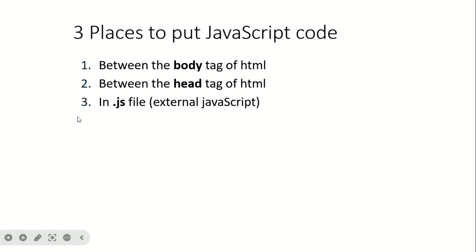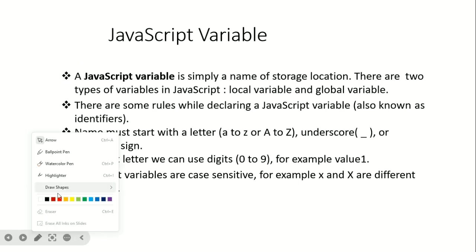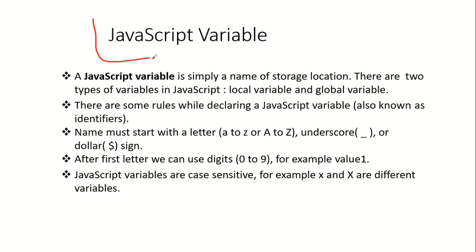Okay, and next I'm going to talk about JavaScript variables. In any programming language, you see the variable concept will be there. What is a variable? JavaScript variable is simply a name of a storage location. There are 2 types of variables in JavaScript: first a local variable and second a global variable.